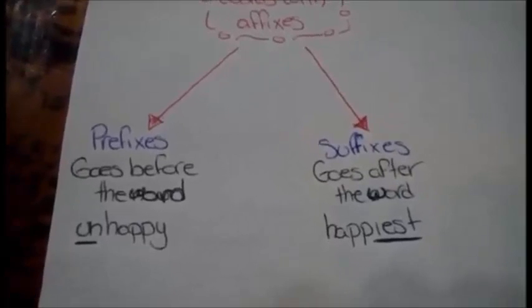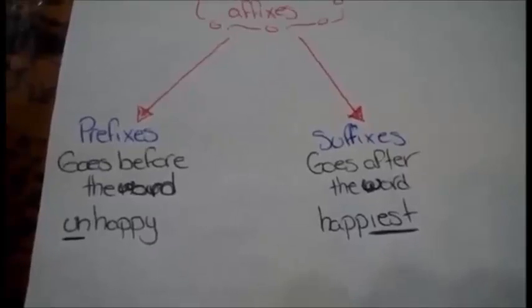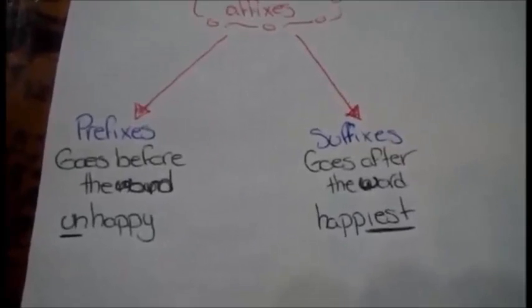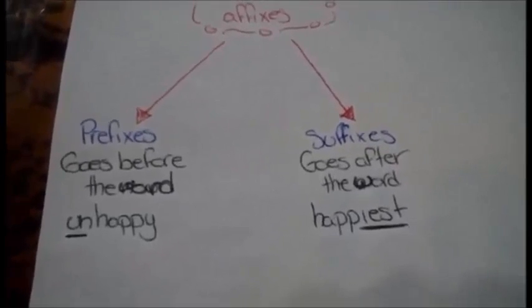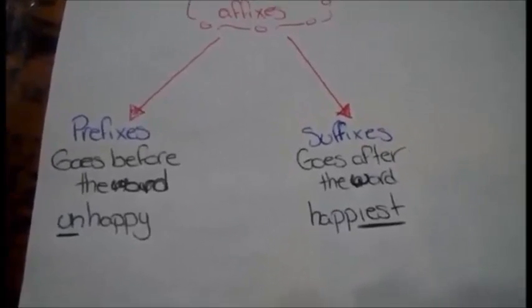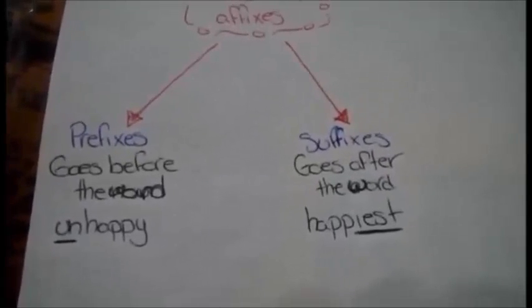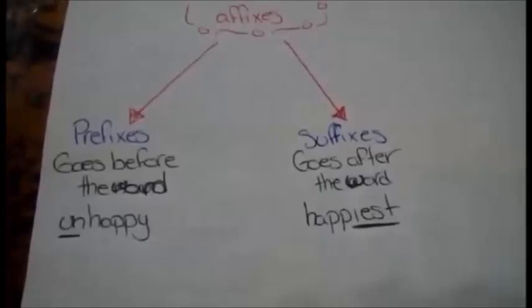The prefixes go before the word. For example, in happy, unhappy. And suffixes go after the word. For example, in happy, to make it a superlative, we add est to make it happiest.